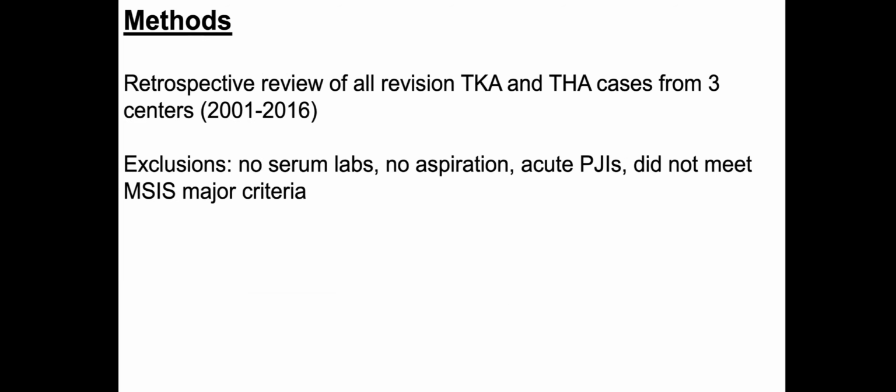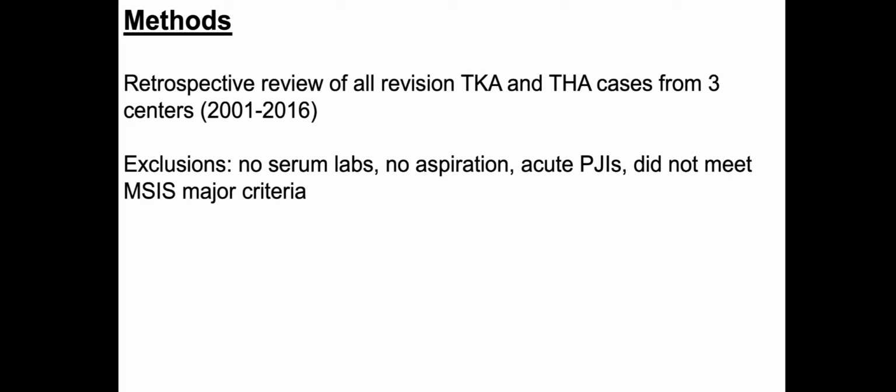They conducted a retrospective review of all revision total knee arthroplasties and total hip arthroplasties from 3 different large level 1 trauma centers from the years 2001 to 2016. They did not include patients who had missing data, for example, those who didn't have serum labs or an aspiration attempted upon initial diagnosis. They also didn't look at acute PJIs, so anything less than 3 months was excluded. And finally, if you didn't meet any of the major MSIS criteria, such as having a sinus tract noted or 2 positive cultures of the same organism, these patients were excluded from the cohort.